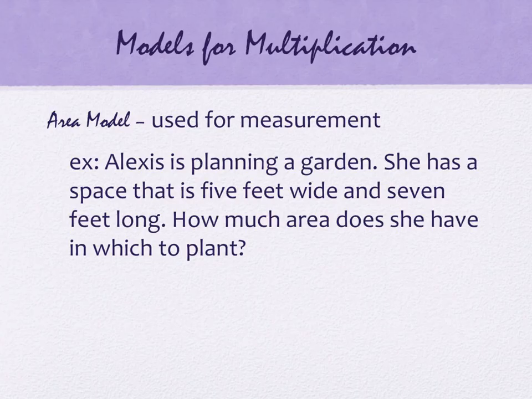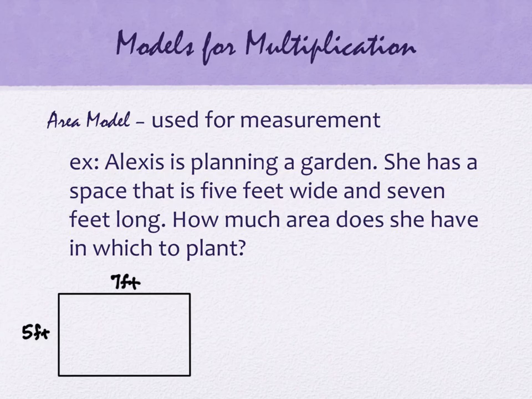So here's an example. Alexis is planting a garden. She has a space that's 5 feet wide, not 5 plants wide, right? 5 feet wide and 7 feet long. How much area does she have in which to plant? So when we're looking at this one, we're talking about a rectangular shape, and it's 5 in one direction, and it's 7 in another direction.